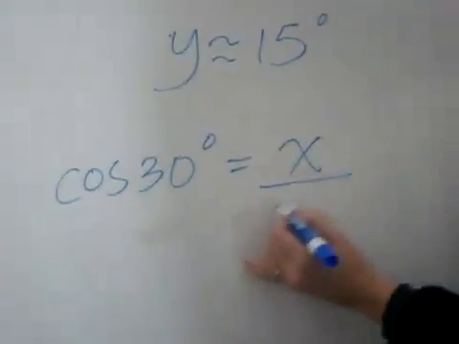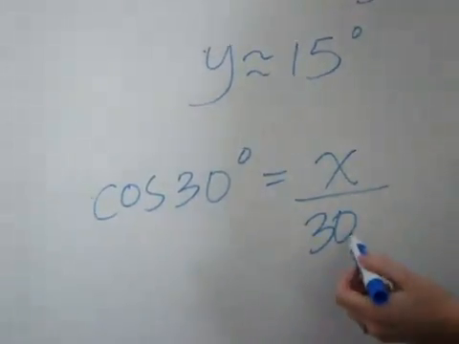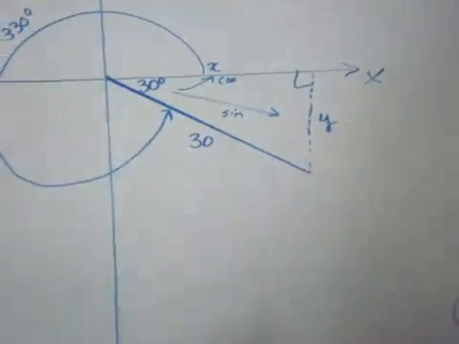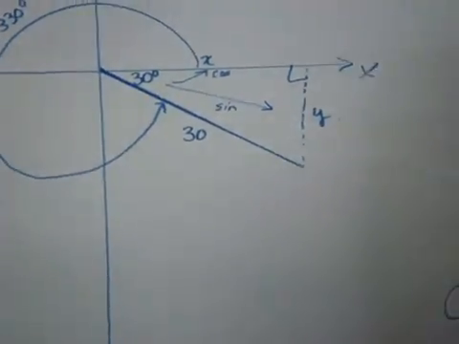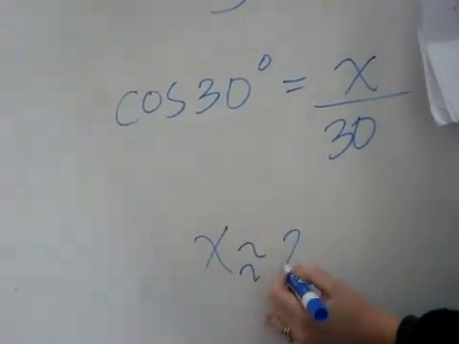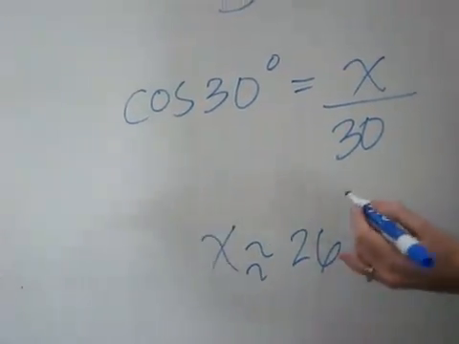Cosine of 30 degrees equals x over 30. Now the 30 isn't the degrees, the 30 is the length of this vector. So we put that all on our calculator and we're going to get x is approximately equal to 26 degrees.